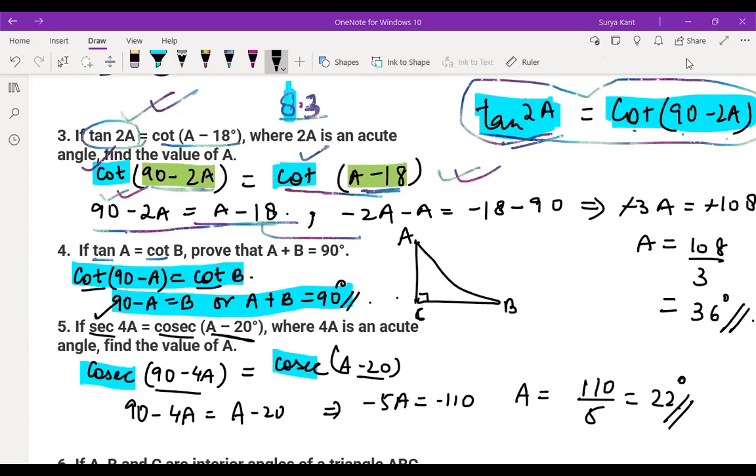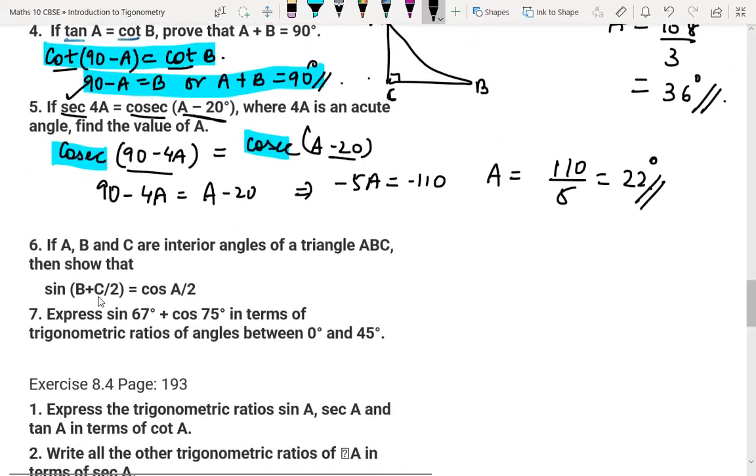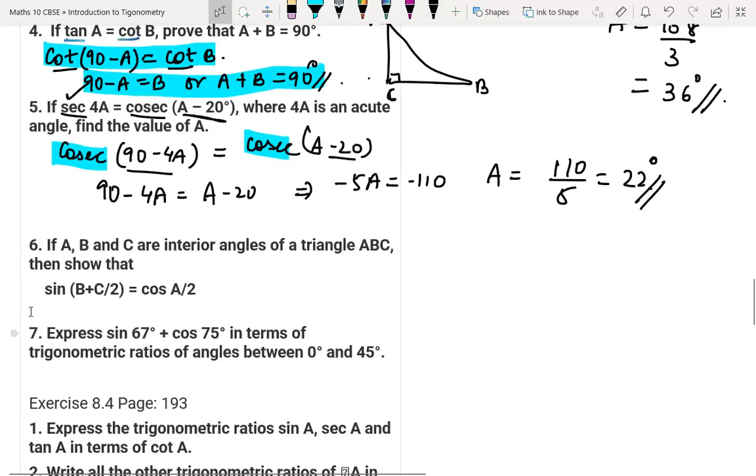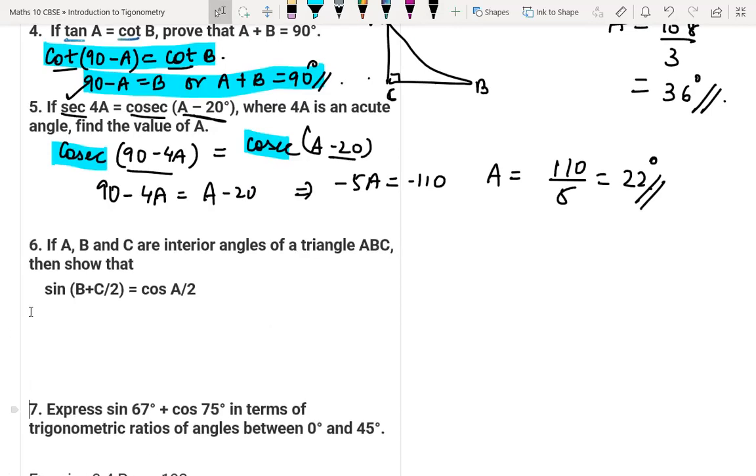Next question is question number 6. This question, who can do this? Done it, sir. You already got it. Okay, fine. How did you do it? Cos A by 2. Cos A by 2. How did you get this answer?